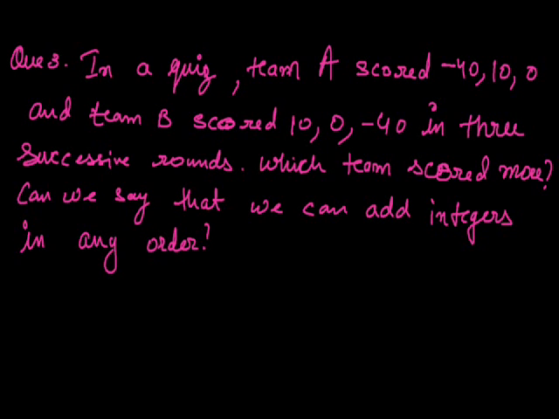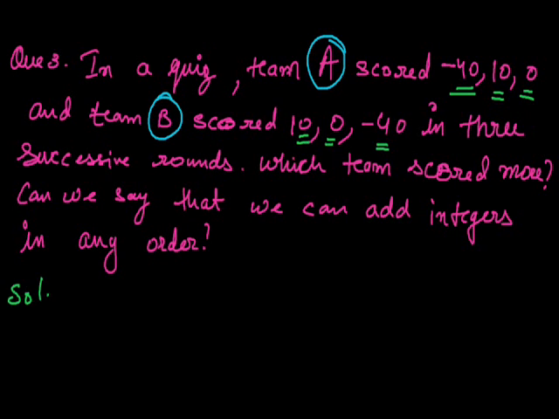Now the first part says that in a quiz there were two teams. One was team A and another was team B. And in 3 successive rounds, that is in 3 rounds, team A scored -40 marks in the first round, then 10 marks, then 0 marks. And team B scored first 10 marks, then 0 marks, then -40 marks. Now it is asked which team has scored more marks. For this we have to calculate the total score of both the teams.